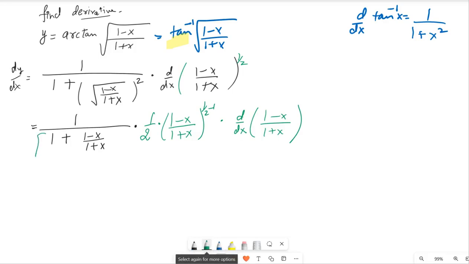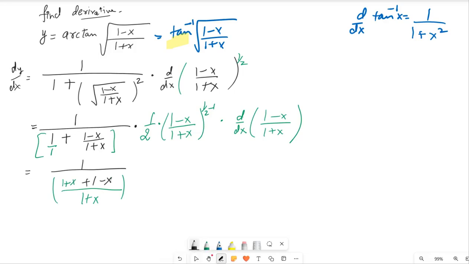Also, we need to simplify this, so a common denominator should be made. For this part, this is 1 plus x. 1 plus x would be multiplied here plus 1 minus x, times half. This here should be half minus 1 power, which is negative half. So this will be flipping. So square root of 1 plus x by 1 minus x. How did that happen? Why did it flip? Because the power was a negative power.